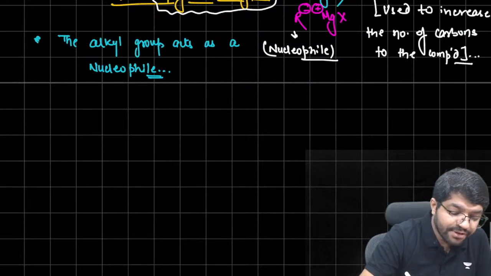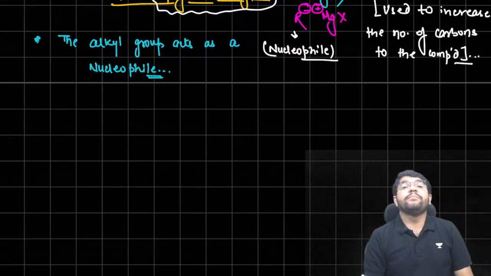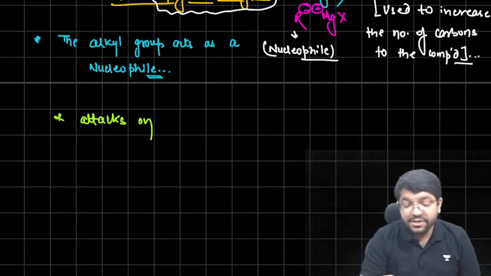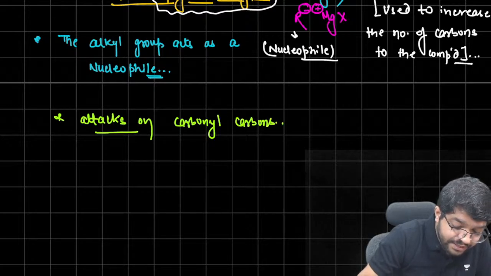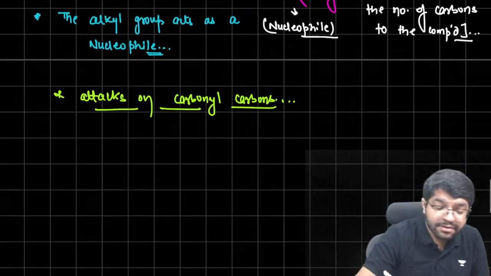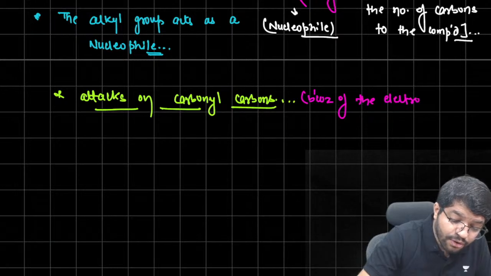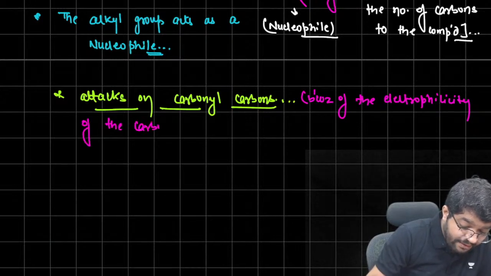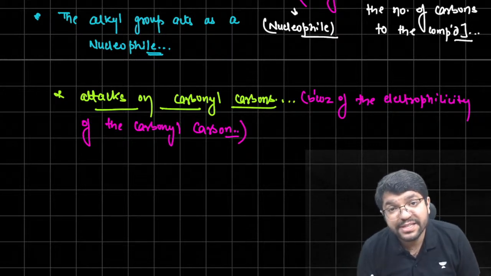How does it work, sir? First of all, Grignard is a nucleophile, so it is applicable to carbonyl compounds only. Most important: it attacks carbonyl carbons. Why? Because of the electrophilicity of the carbonyl carbon.